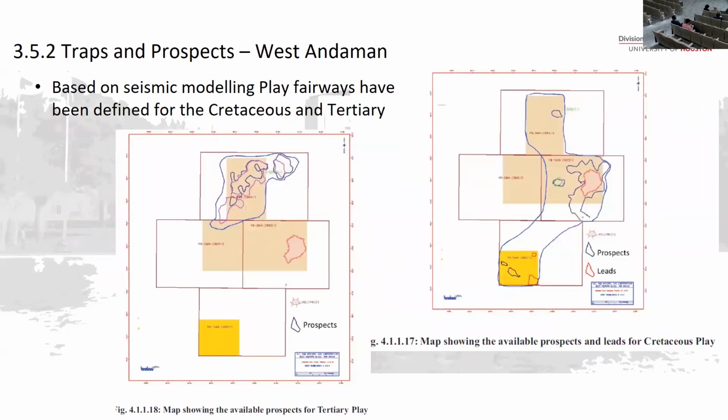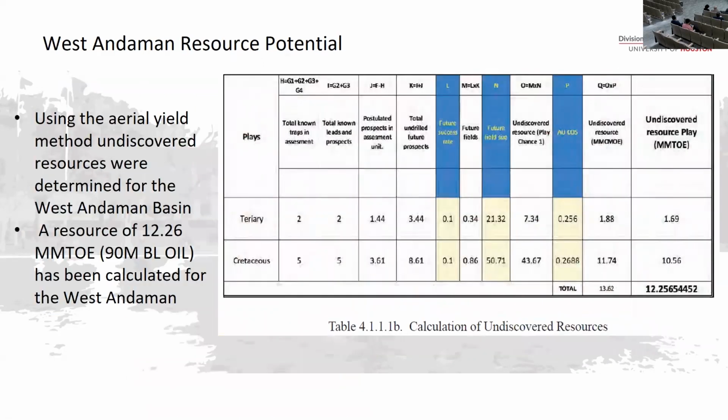So based on the structural analysis, there have been some prospect areas defined, some potential prospect areas or lead areas, both for the Cretaceous and the Tertiary, which are defined here. And they did some calculations. Now remember, this is a relatively small area. And based on an areal yield method, they did a calculation of what the resource potential is. They calculated what the potential number of prospects are.